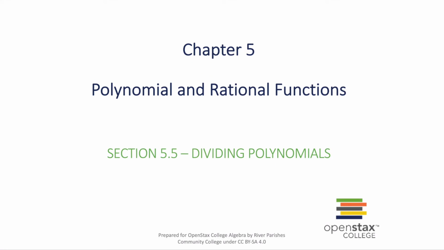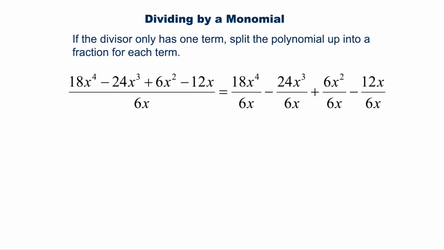In this lecture, let's talk about dividing polynomials. How do you divide a polynomial? If the division has only one term, we can split the term into a single fraction. This is how we can divide using a monomial. Split each individual term and write down the actual values, and finally take out the common terms.